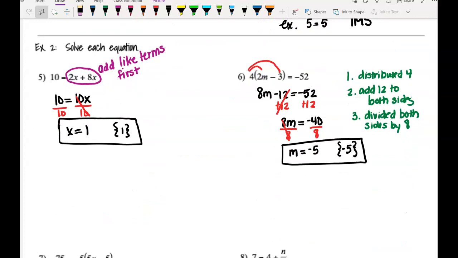So then we started looking at some examples yesterday. In problem number 5 there, we had to combine like terms first before we could solve and find out that x equaled 1. In problem number 6, we had several steps. We even wrote them out. The first step was to distribute the 4. Then we added 12 to both sides. Then we divided both sides by 8 to get m equals -5.